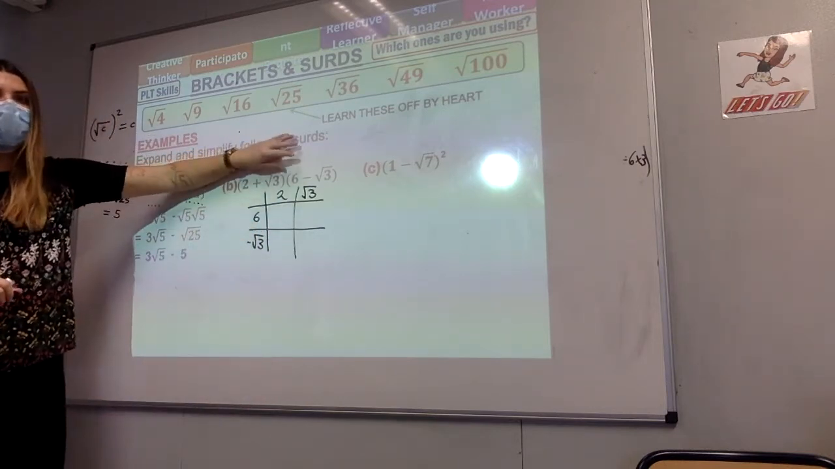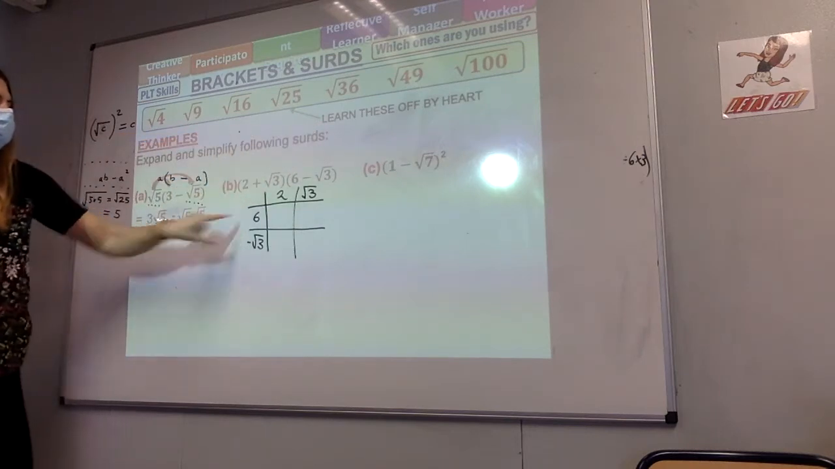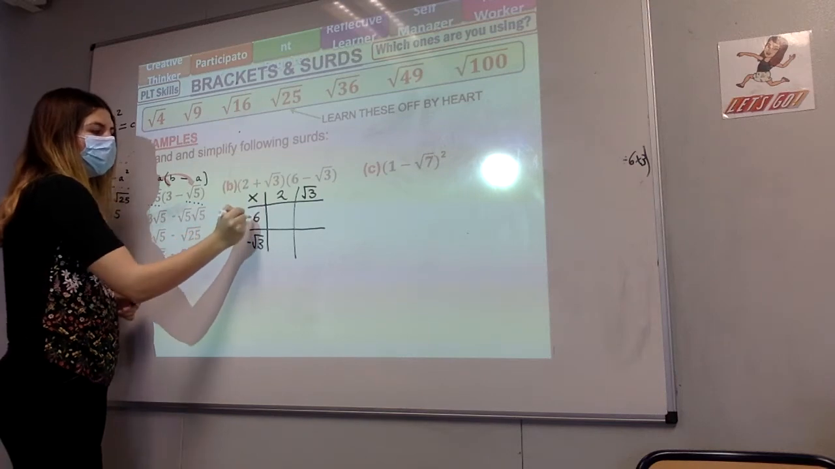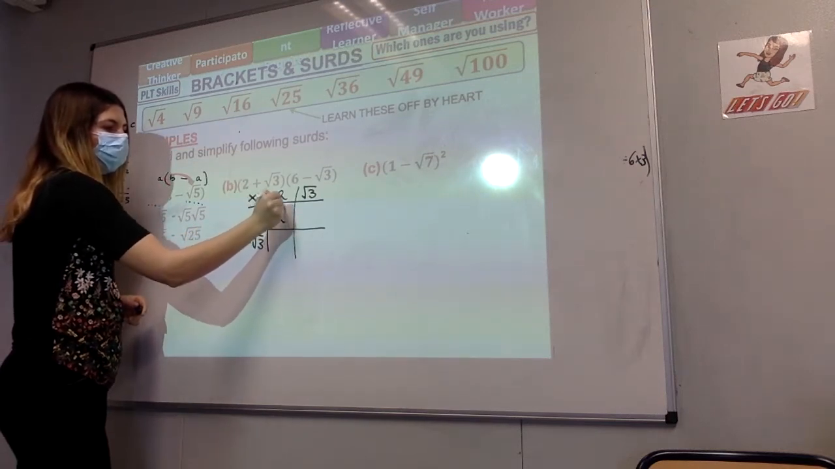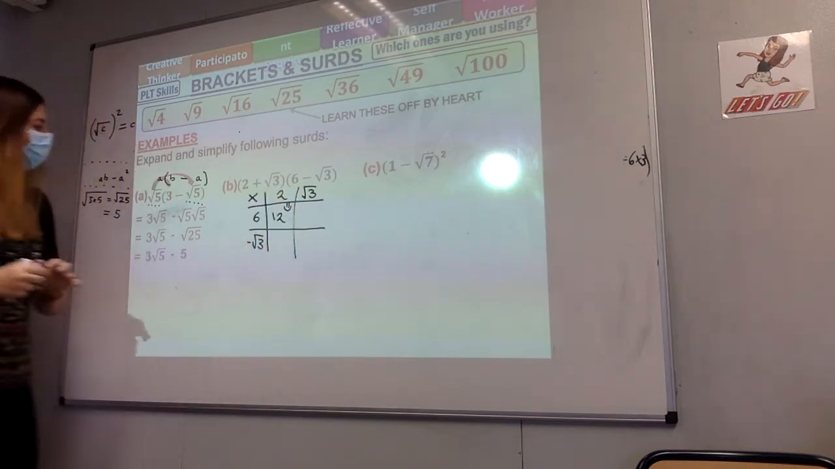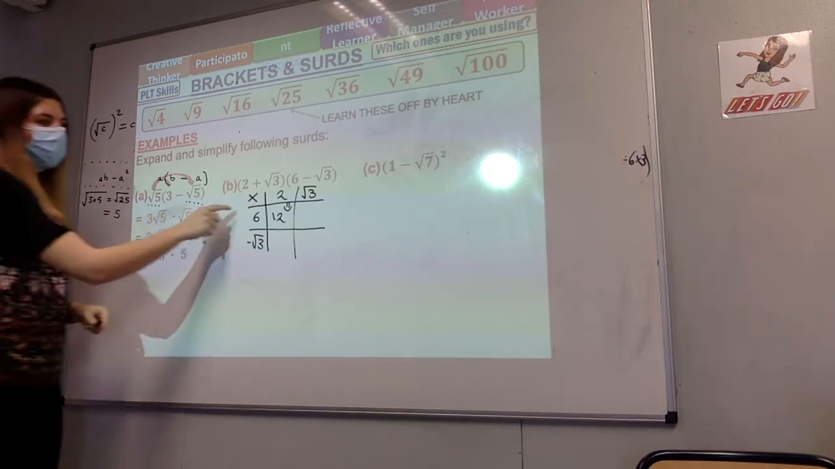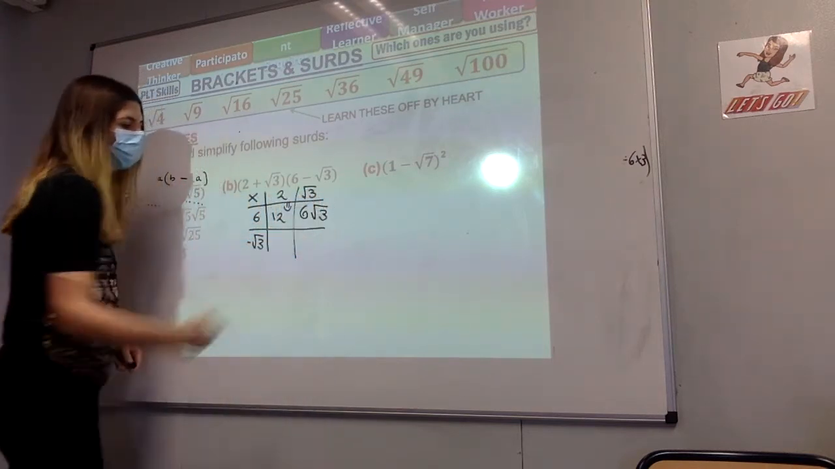The reason why I've drawn this grid is because I've got the first bracket here and then the second bracket here. It's a multiplication grid, and then at the end we're going to add everything together. We do 2 times 6. That's the easiest one, which is 12. Now, like we did here, when you've got a square root or a surd times a number, the number goes in front of the surd, like this.